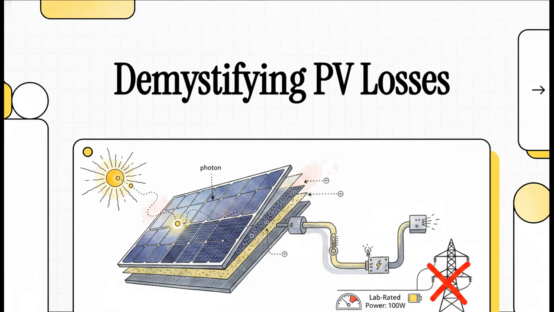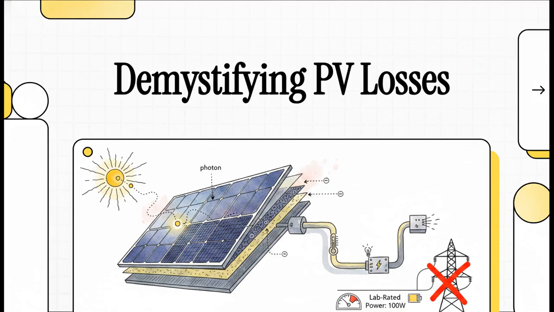Okay, let's dive right into this explainer and demystify one of the most fundamental frustrations in solar engineering. We're talking about that undeniable, sometimes infuriating gap between a solar module's pristine, lab-rated power and its gritty, real-world performance. You know the drill. You buy a 100-watt panel, you put it out in the sun, and you absolutely do not get 100 watts out of it. So why does that happen?